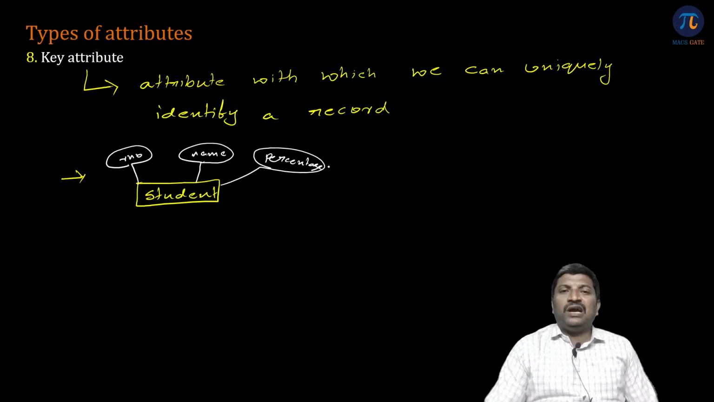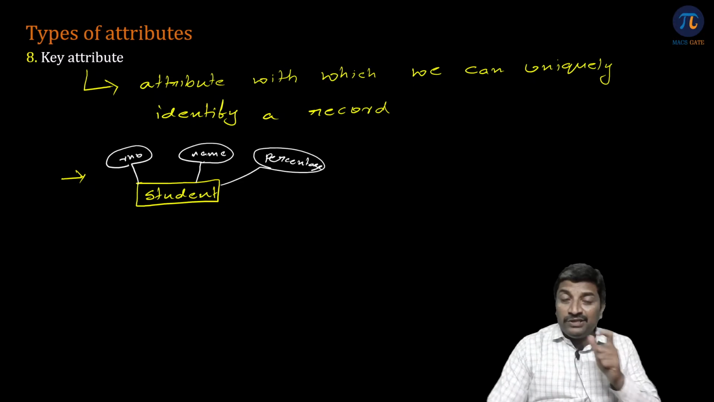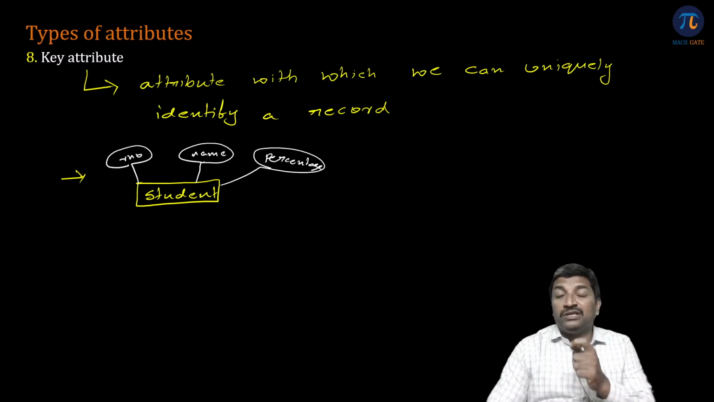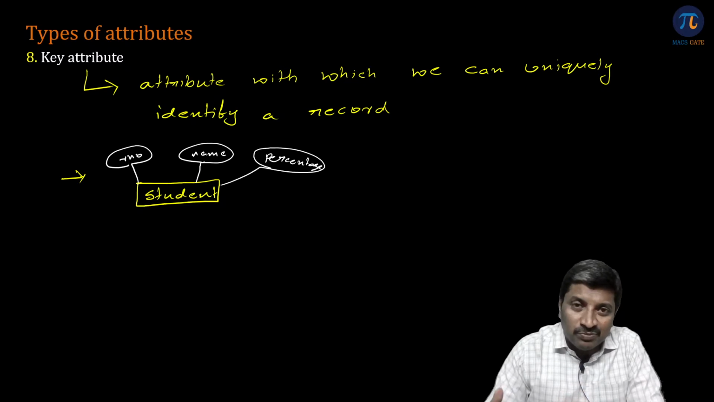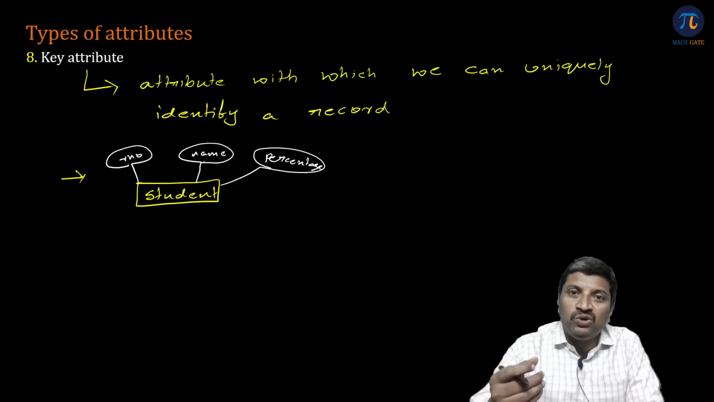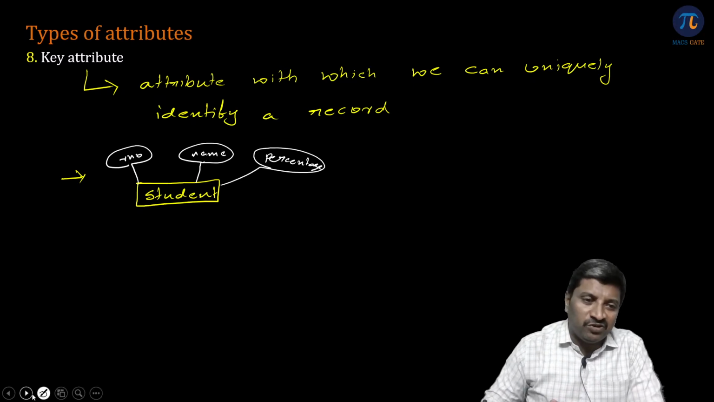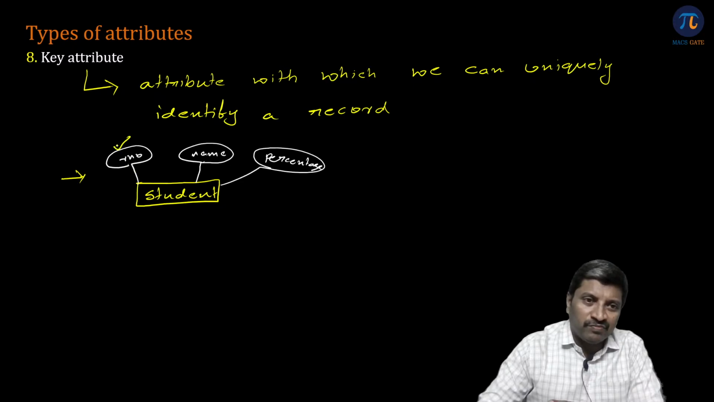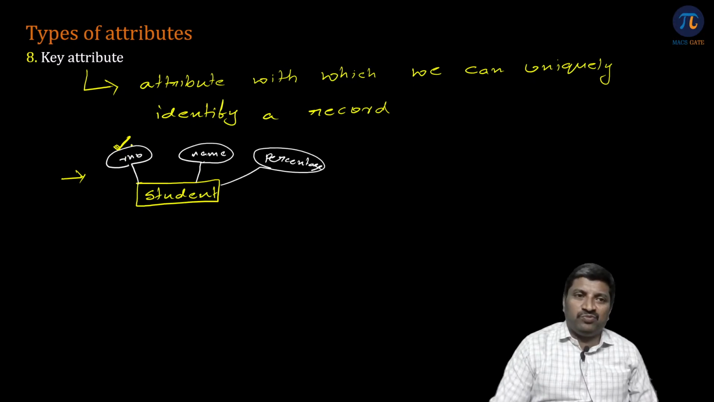Sir, suppose I went to a class and asked who is Sita, please raise your hand. Then there is a possibility that 2 or 3 students will raise their hand, saying my name is Sita. Suppose I asked who got 90%, then multiple students might respond. But in the same class, whenever I ask who is roll number 22, only one student will respond. So that is a key attribute. Hope you understood, sir.